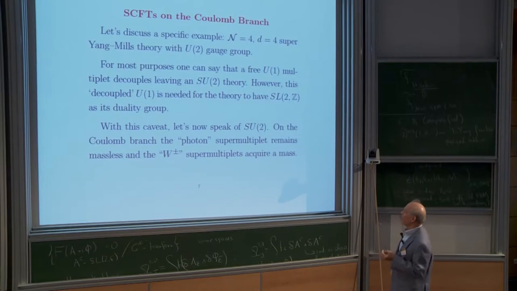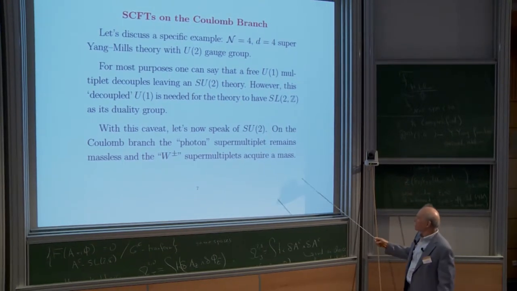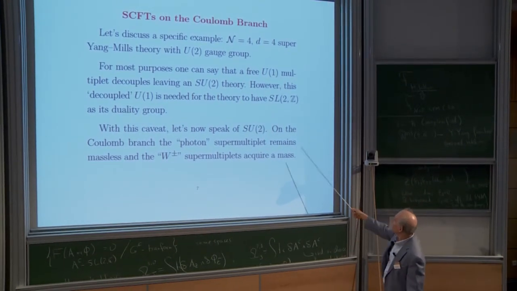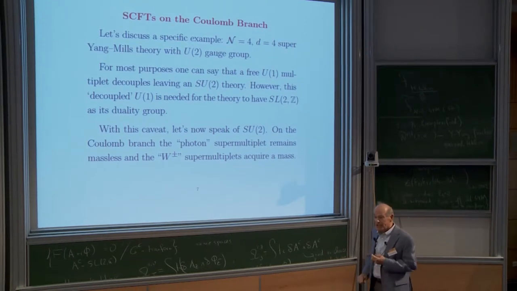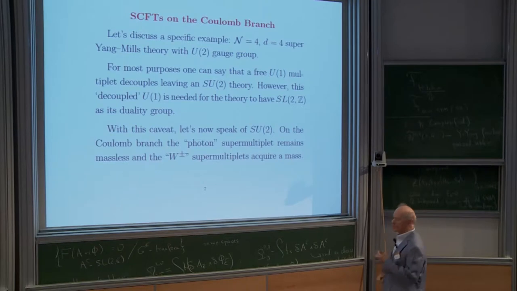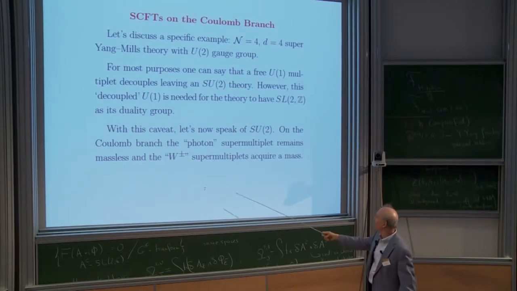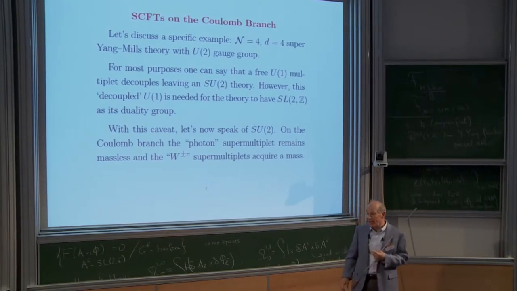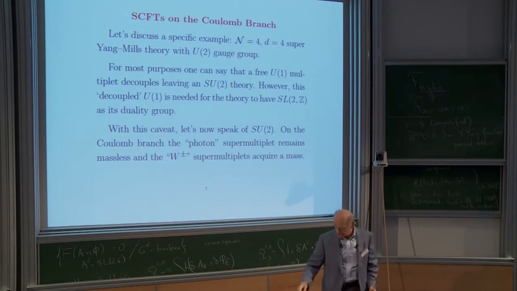And on the Coulomb branch, as Sampson was saying, of the three supermultiplets that make up SU(2), we have one that I'll call the photon supermultiplet that remains massless on the Coulomb branch, and two that I'll call W supermultiplets that acquire a mass when you're on the Coulomb branch.